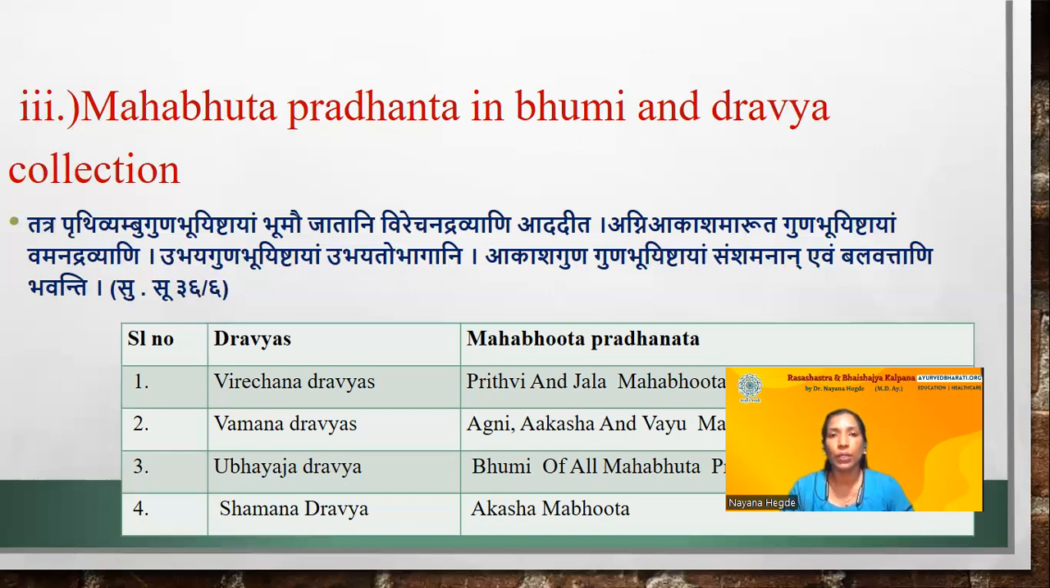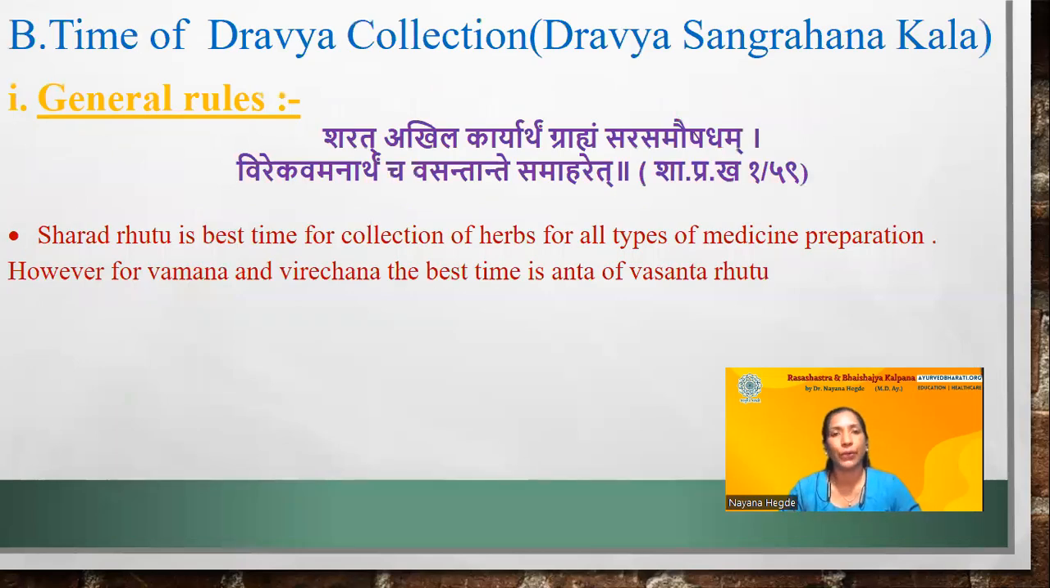Next is Akasha Guna Bhuishtayam Samshamanan Evam Balavattani Bhavanti. Akasha Guna Bhuishta means if the land is having the Pradhanata of Akasha Mahabhuta, that land should be considered for the collection of Shamana Dravyas or Samshamana Dravyas. This is about the place of Dravya collection, where we studied about the general rules of Dravya collection on the basis of the place, then the qualities of ideal land, then Mahabhuta Pradhanata for the Dravya collection.